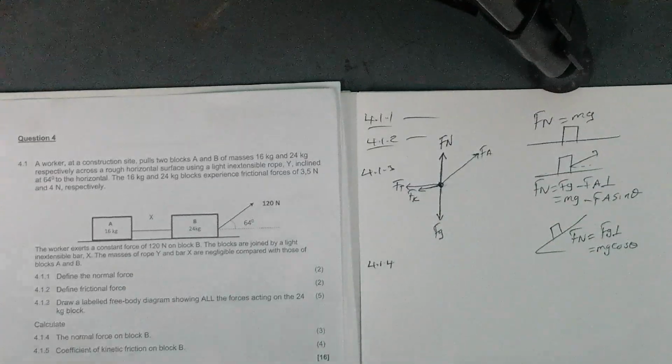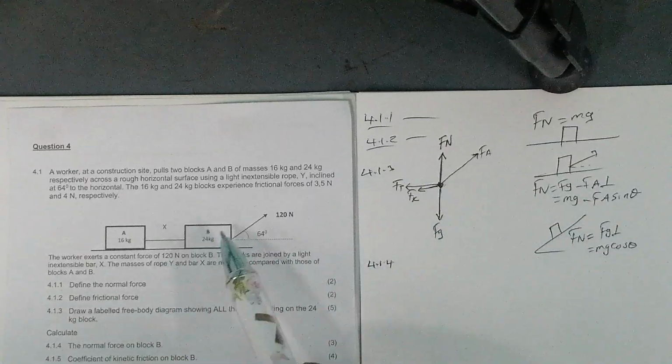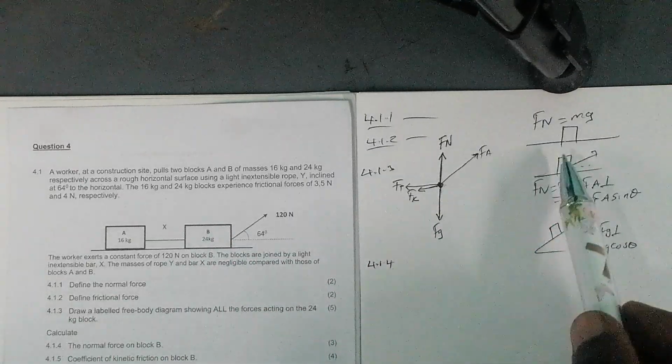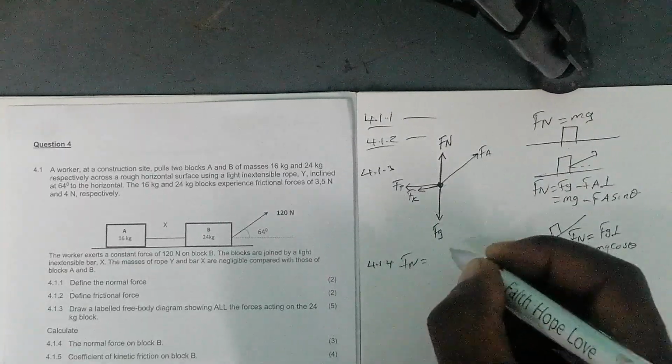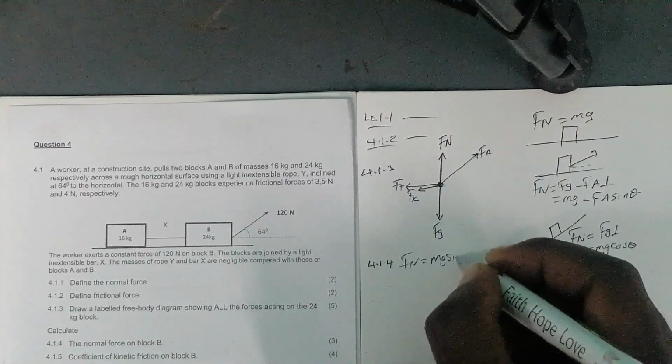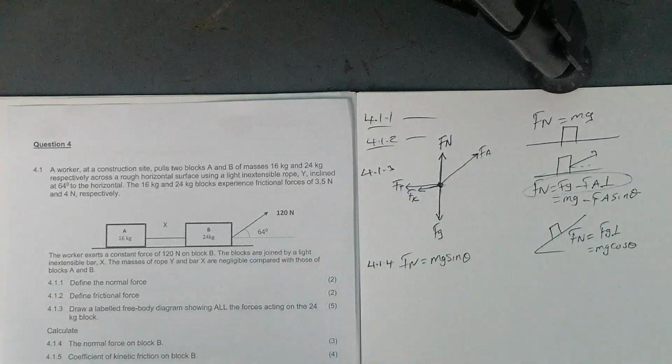But now the formula that we're going to use is the second one. Why? Because the object is in this form. So this is the formula that we are to use, which is Fn equals mg sine theta. But you can write this before writing what I wrote there.